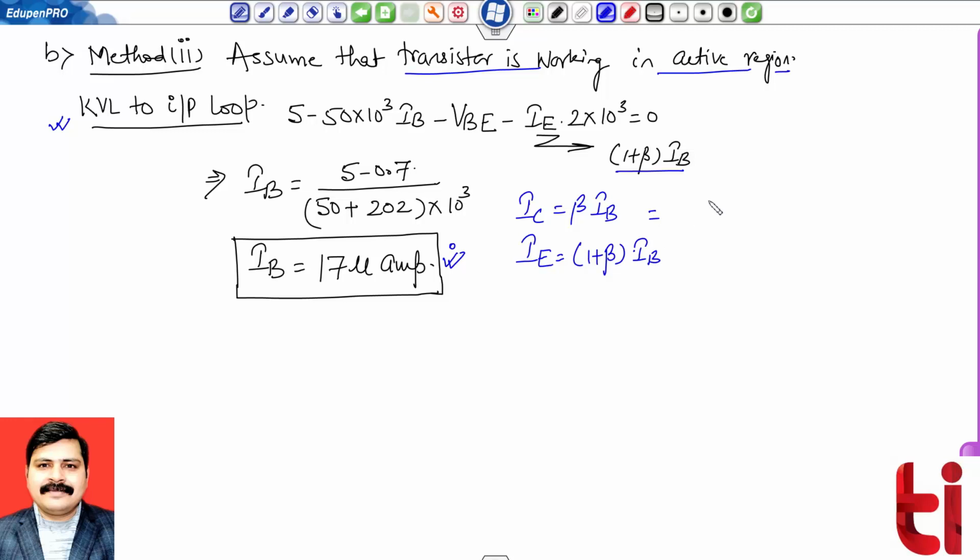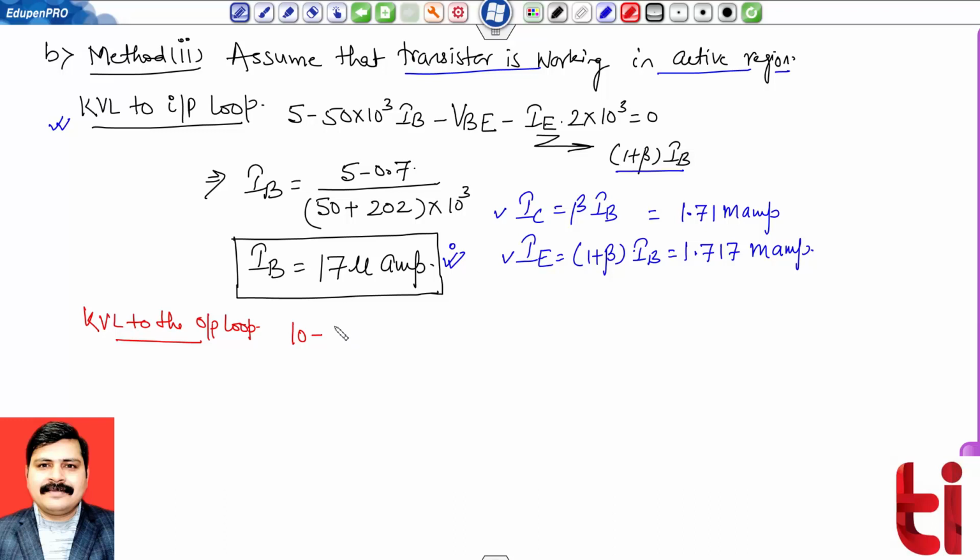So now I am having the result, it is 1.71 milliampere, which is my IC, and IE equals to 1.717 milliampere. So with the information of IB, we have calculated the value of IC and IE. Now apply KVL to the output loop.